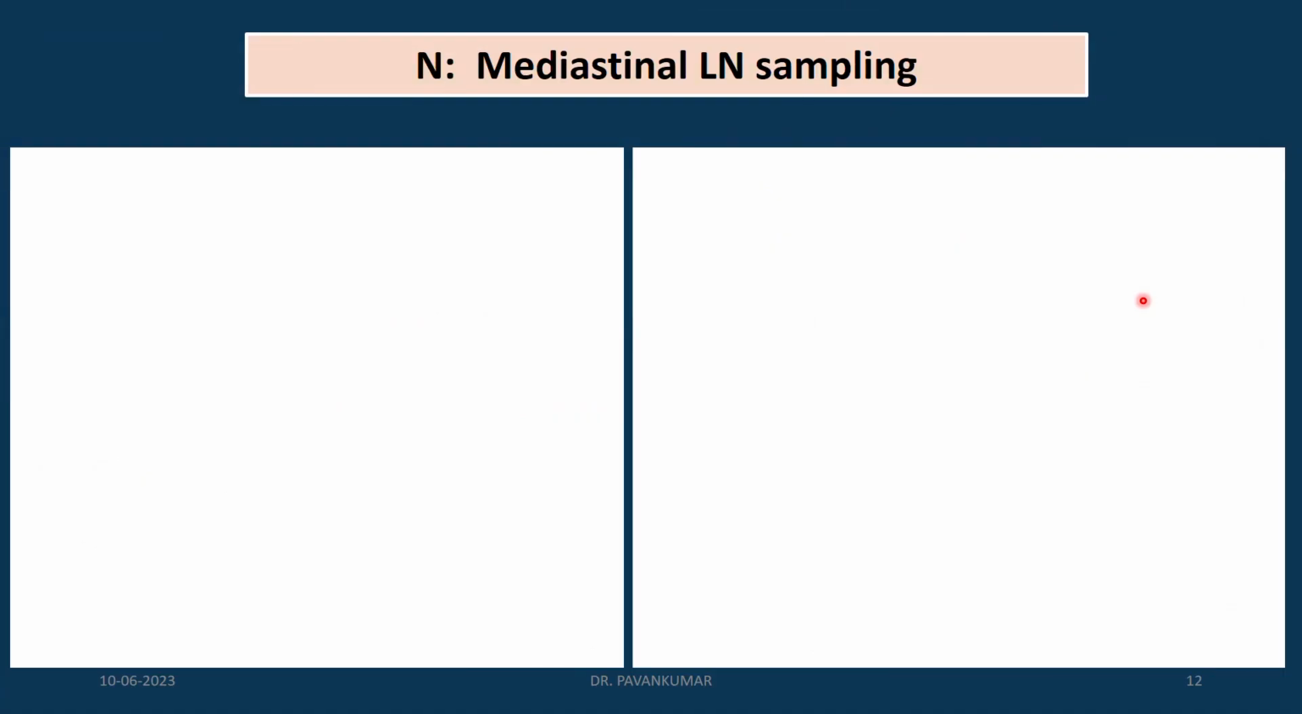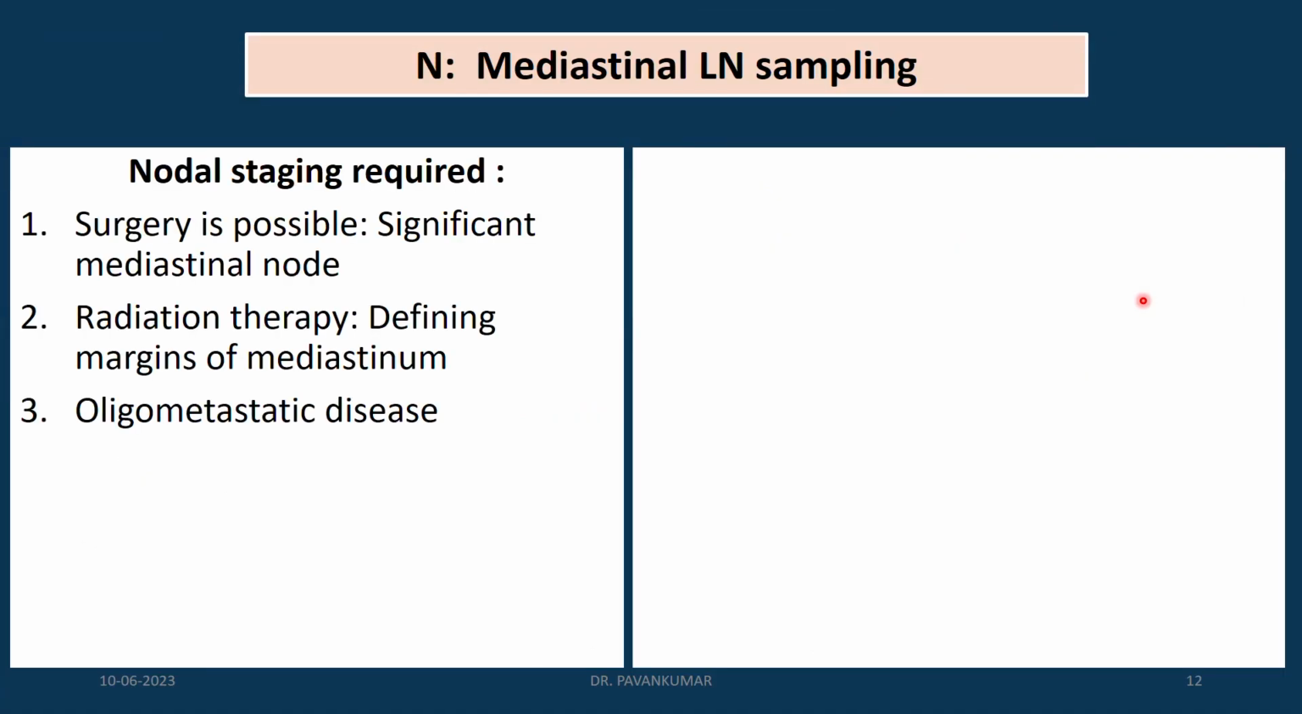So to summarize, where nodal staging is required, your patient is a candidate for surgery or radiation therapy, and if this N3 node comes positive, your radiation portal changes. If your N3 is negative, your radiation portal can be confined to the mediastinum, so you save the great vessels and the heart from radiation.